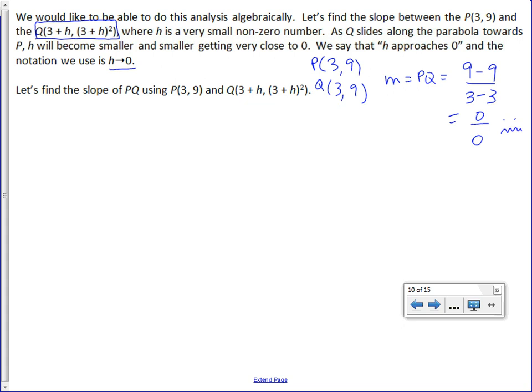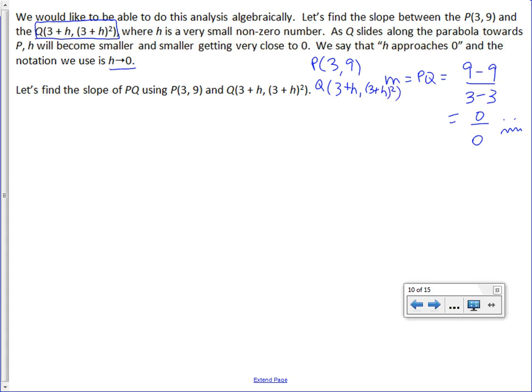Okay? But if we let Q be 3 plus h, then do you all understand why the y value will be 3 plus h squared? Because you're just putting 3 plus h into y equals x squared. So the y coordinate will be, take the input and square it.